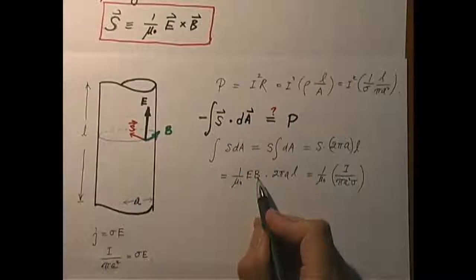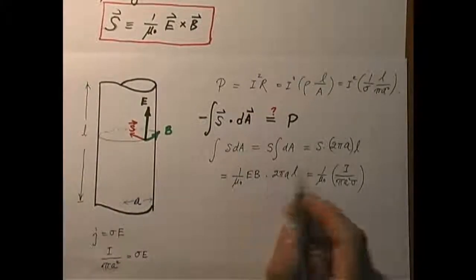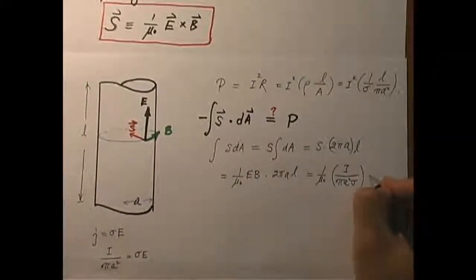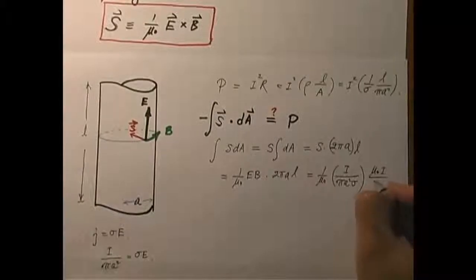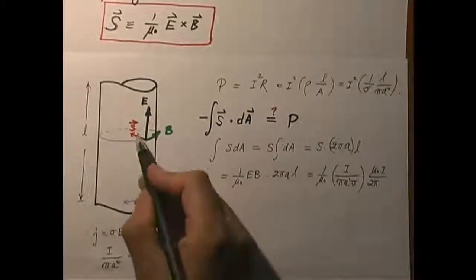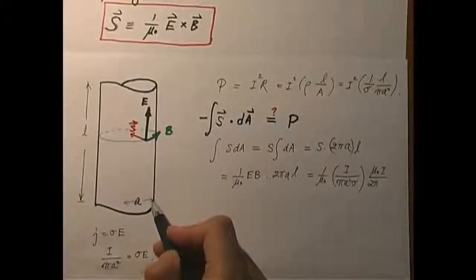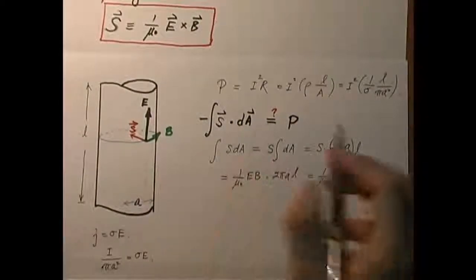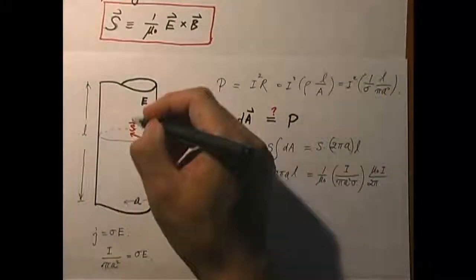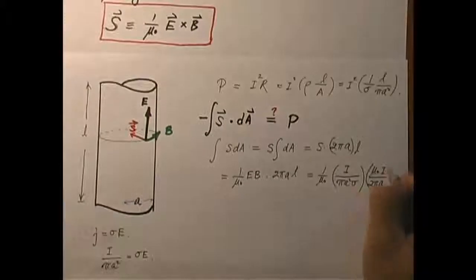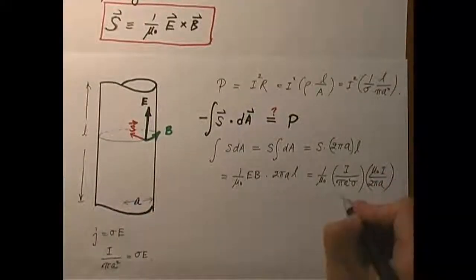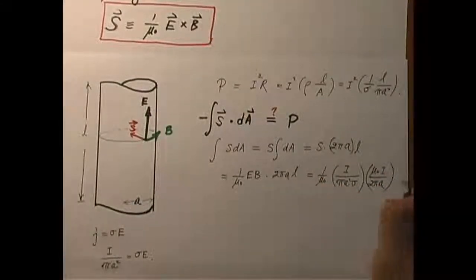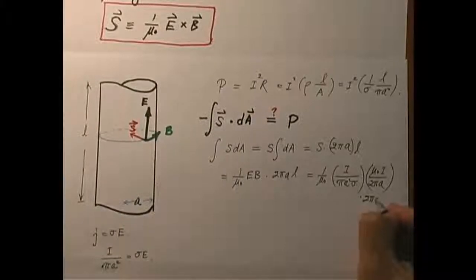What is B? Well, what does Ampere's law tell you? B is equal to mu naught I over 2 pi r. Here r is the radius, because you're looking at a point right on the surface, a distance a away from the central axis. So this is 2 pi a. So that's B, and this is E. And then don't forget there is another 2 pi a L.